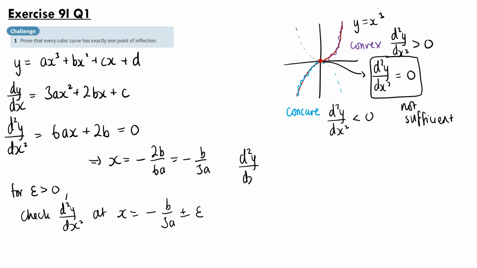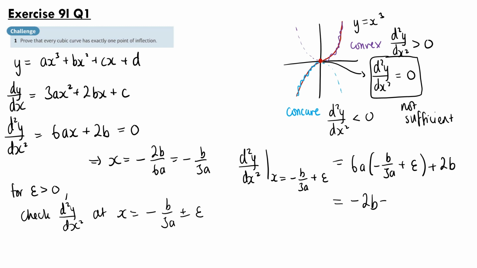Okay, so let's check what the value of the second derivative is, where we have x being equal to minus b over 3a plus epsilon first of all. That is going to be equal to 6a lots of x, which is minus b over 3a plus epsilon, plus 2b. Then if we expand the brackets here, 6a times minus b over 3a is going to be just minus 2b, plus 6a epsilon, plus 2b. And the 2b's here will cancel, so we're left with just 6a epsilon.